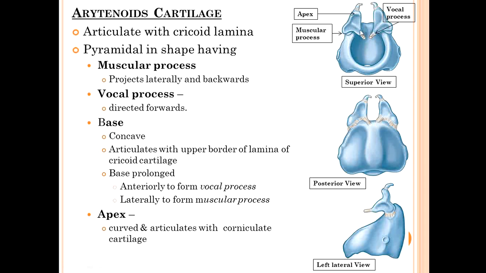And here is the base, which is concave, articulating with the lamina of the cricoid cartilage. The base is anteriorly forming the vocal process, and laterally it is forming the muscular process. The apex is here, that is the curved one, and it is articulating with the corniculate cartilage.